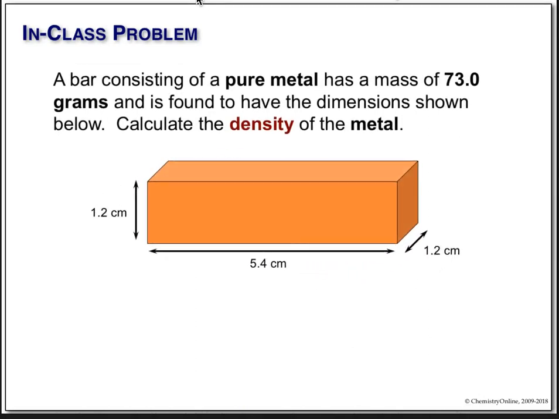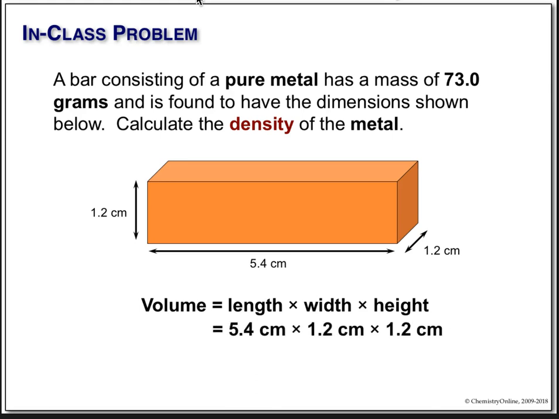This one is 5.4 centimeters. Each side turned out to be about 1.2 centimeters. We had to calculate its density. First thing we had to do was calculate the volume. Remember, this is length, width, height, to give us the volume in cubic centimeters. Next, we took a mass.